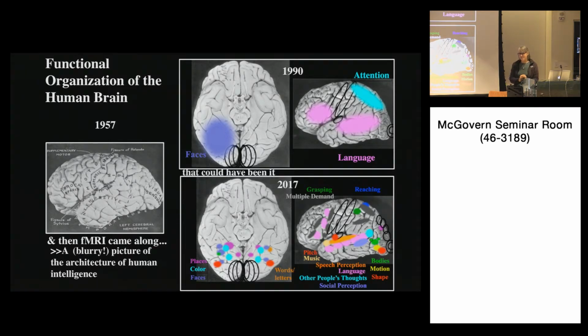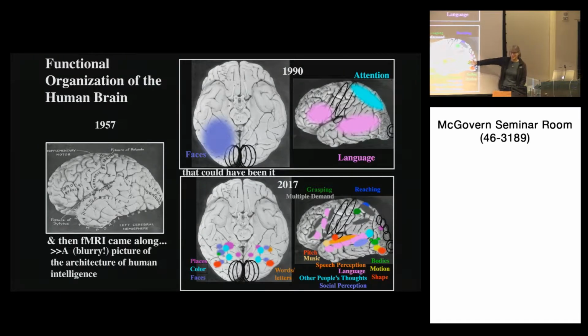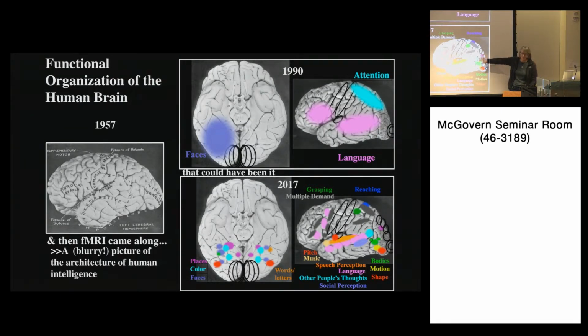Nonetheless, impoverished as the methods in humans are, I still think this picture is worth having, right? Even if that's all we have as a sketch of where to go from there.